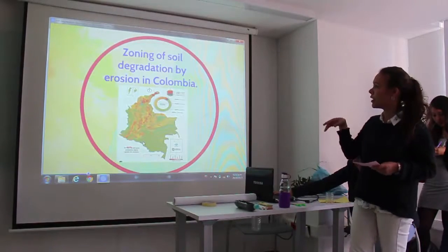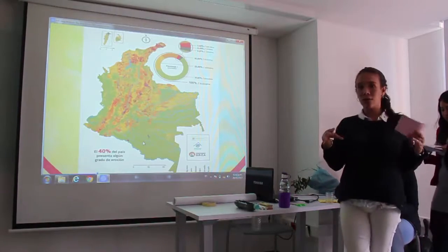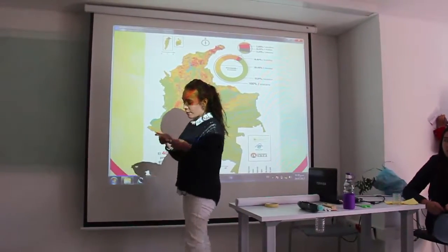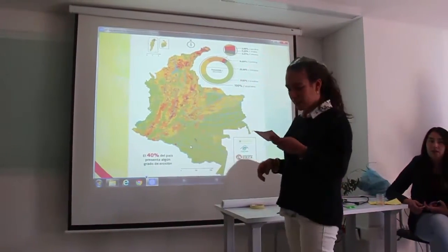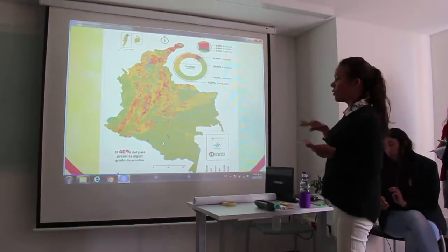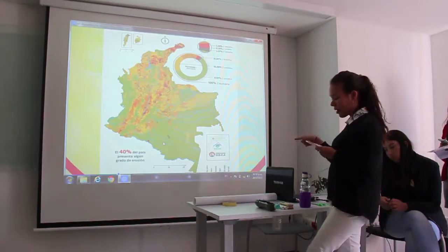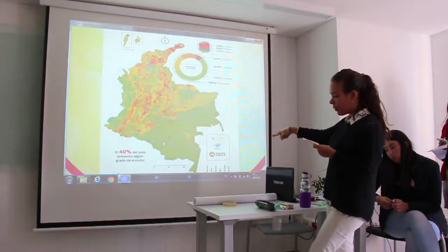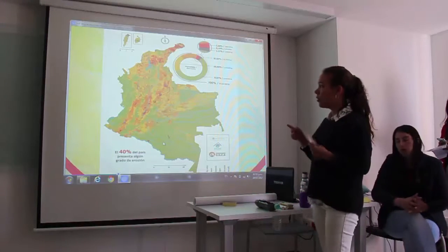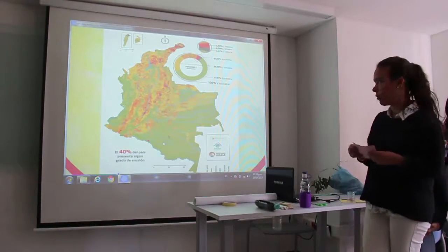Okay, studying soil degradation by erosion in Colombia, our focus is the Andina region. It is formed by 13 departments affected by erosion. There are two types of erosion, water and wind. It is classified as follows: very severe, severe, moderate, low, and without erosion. When you look at that, the Andina region is the most affected by soil erosion.